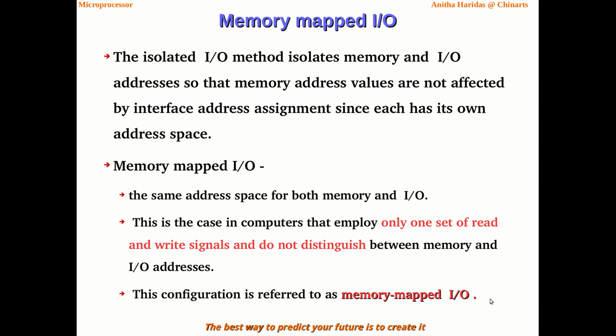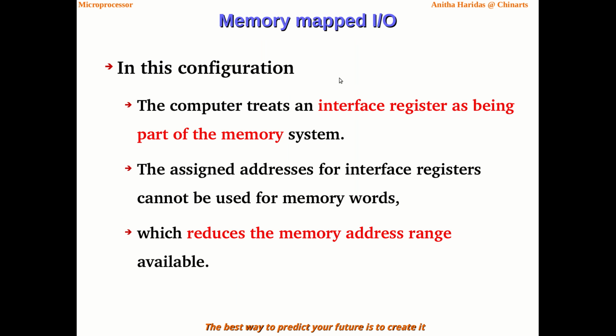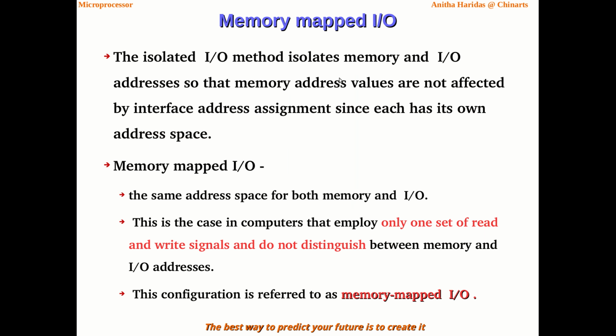Now the third configuration is memory mapped input-output. The isolated input-output method isolates the memory and input-output addresses so that memory address values are not affected by interface address assignment, since each has its own address space. Now the question here is, you are going to have only one set of bus, only one data bus, address bus and the control bus, right?